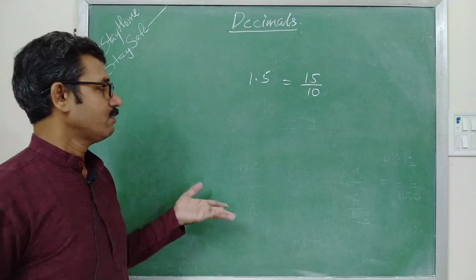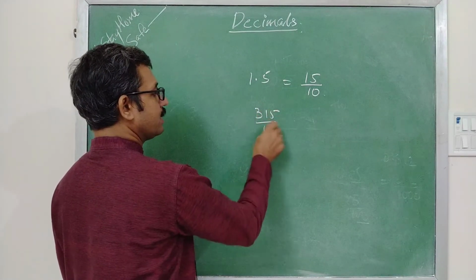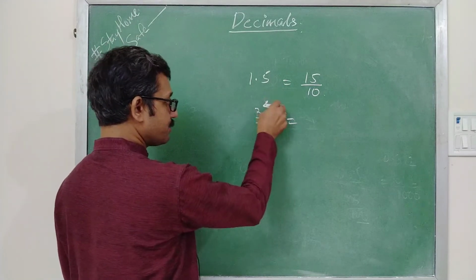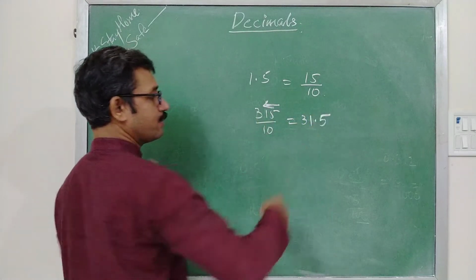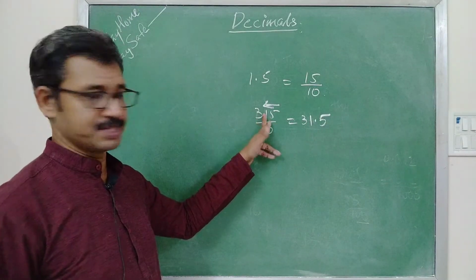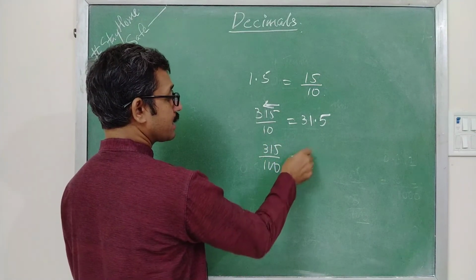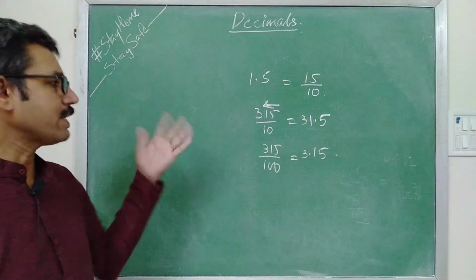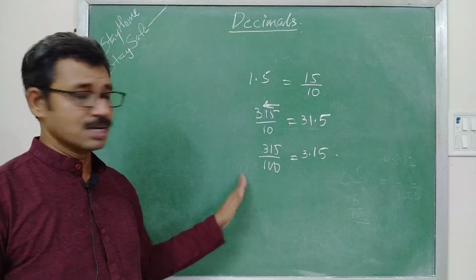And vice versa. Vice versa means if it is 315 upon 10, now what you have to do is, upon 10 means from here you have to shift the point, how many zeros? 1. That is, you can write this as 31.5. And 100 means 2 places to shift and put the point. That is 315 upon 100, so you can write 3.15. These are the aspects of the decimals. Understand? And vice versa, if a point is there, you can write upon 10, or 100 like this. This is an easy method.